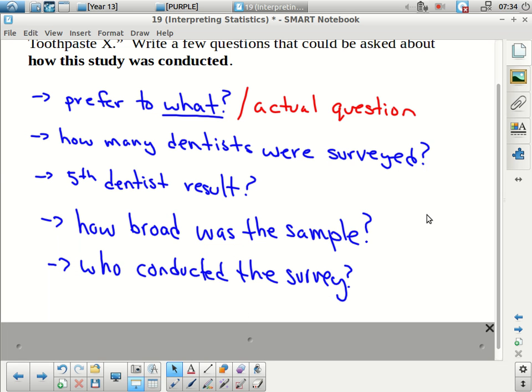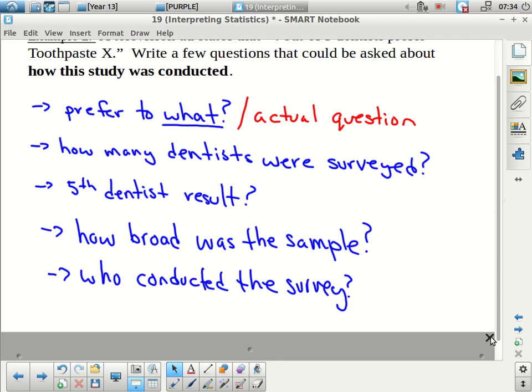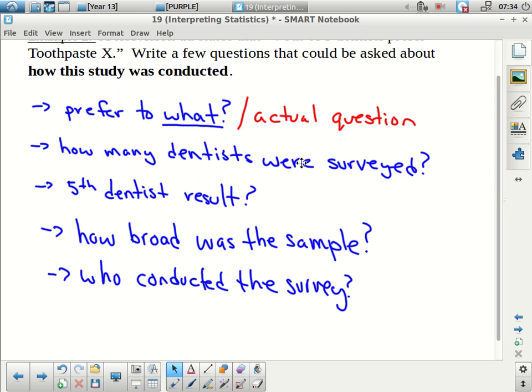Okay, again, how broad was the sample? Was this dentists all in the same city? Was it dentists all over the world? How widespread was it? And finally, who conducted it? Was it the toothpaste company that ran it, or was it somebody else? Again, you may come up with some other questions, which I would love to see tomorrow. There's lots of different things there.